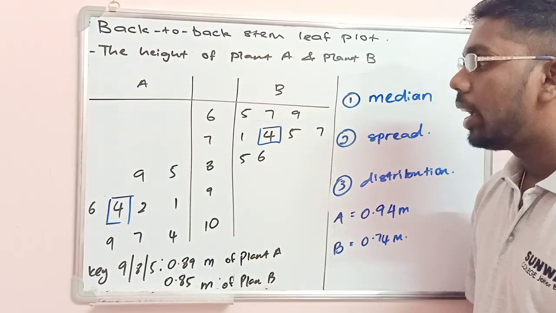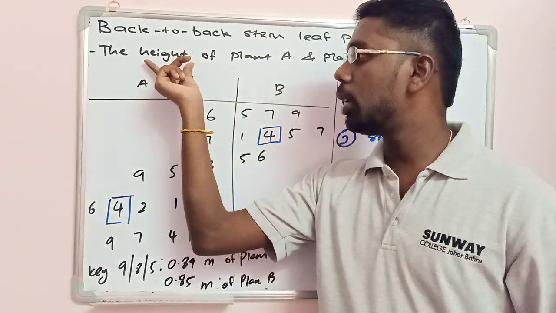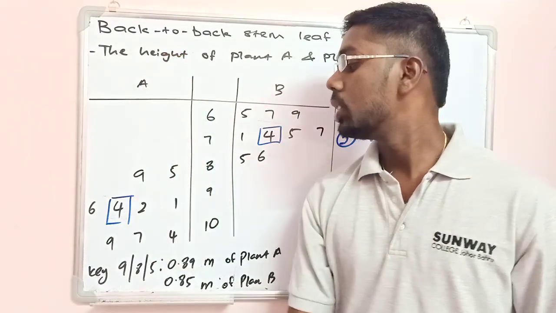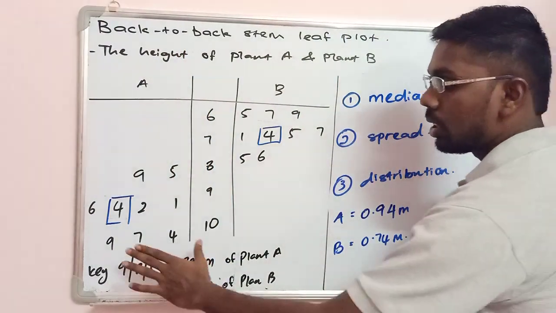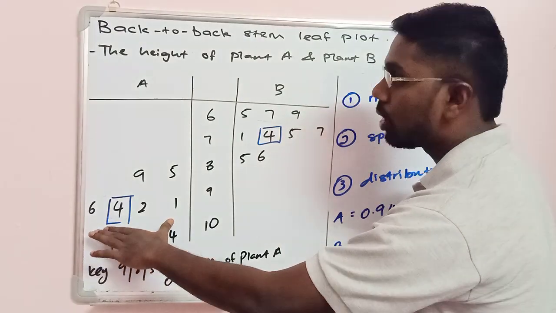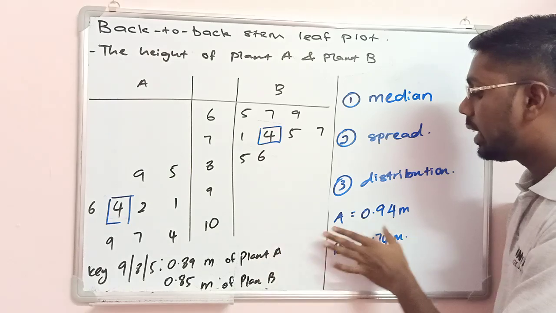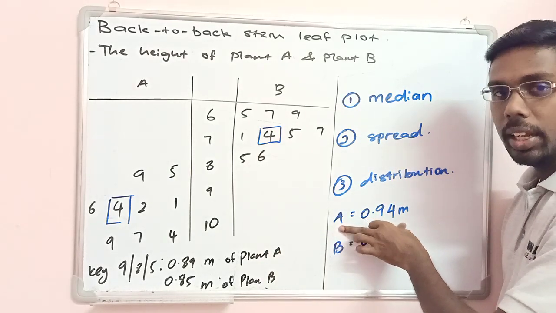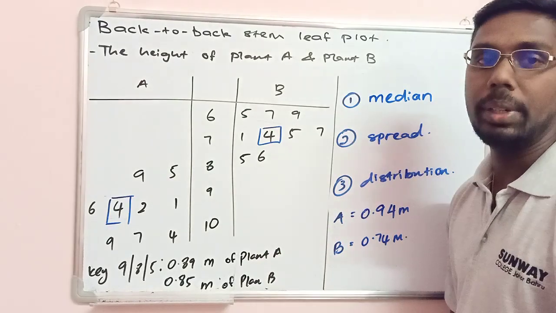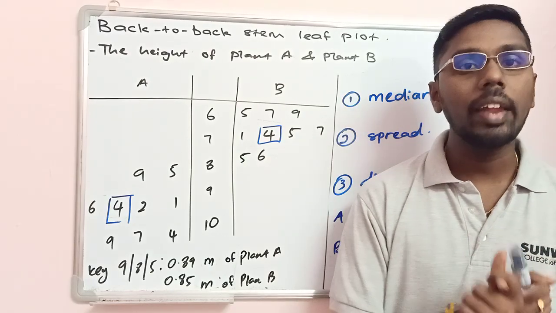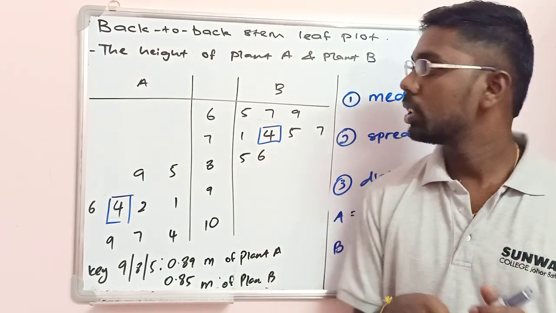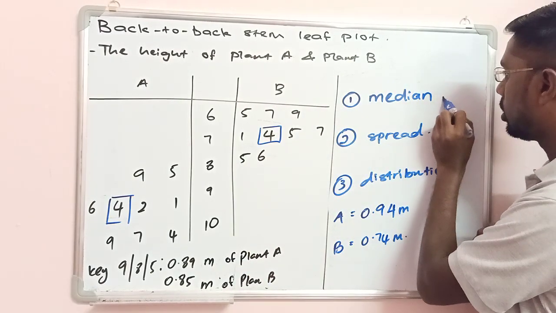Okay, I repeat, since we are talking about the height, we're going to say plant A is taller than plant B because the median of plant A is higher compared to plant B. So that's the first thing that we can compare. Okay, so we are done with median.